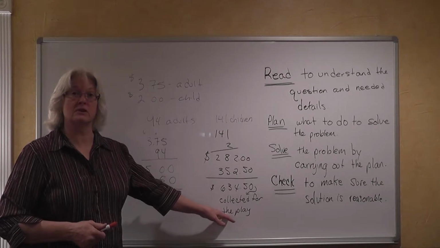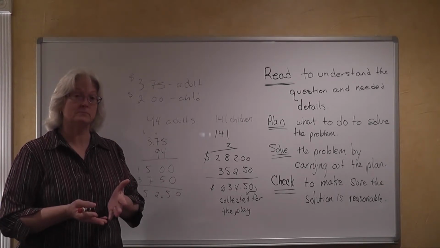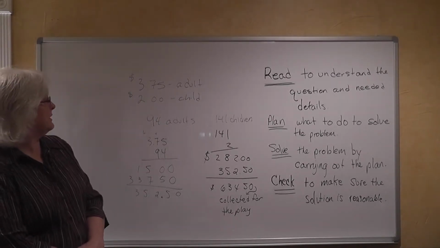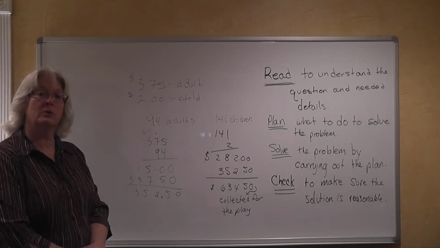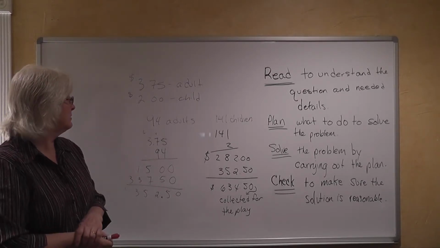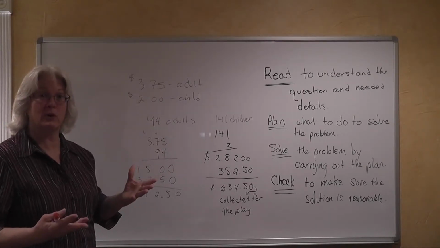reasonable. Is $634.50 a reasonable answer for the amount of tickets? Well, what might be an idea of what we could do? Could we maybe estimate, or could we maybe round numbers? Well, $375 is about $4.